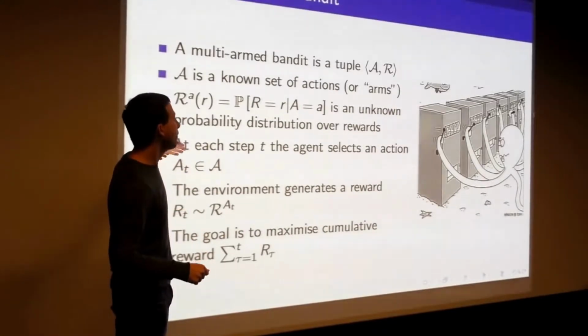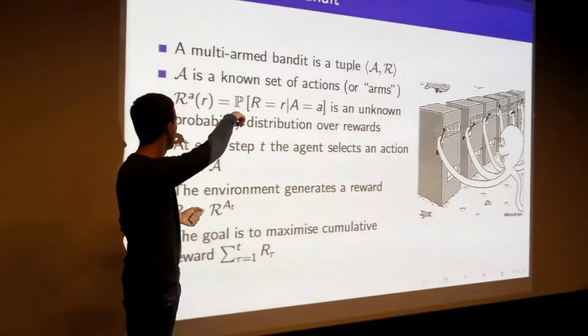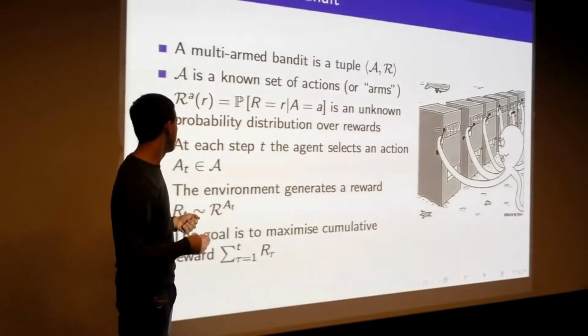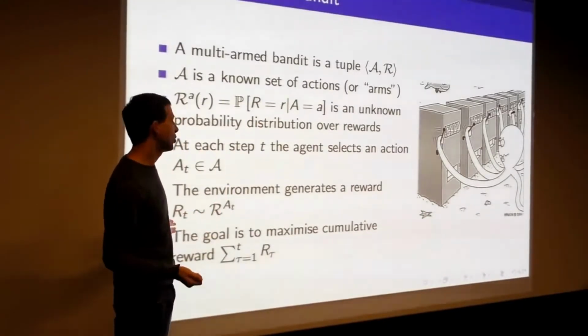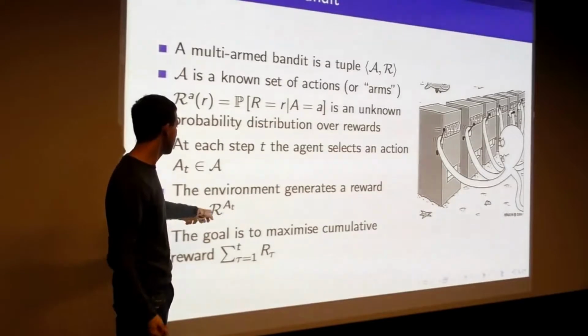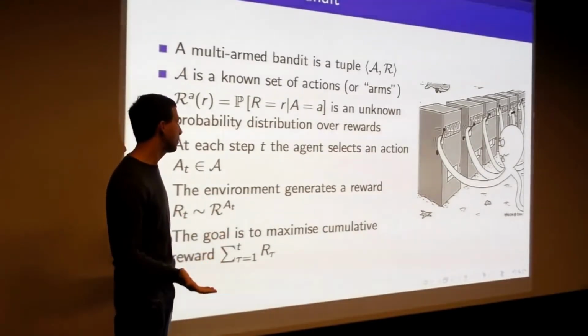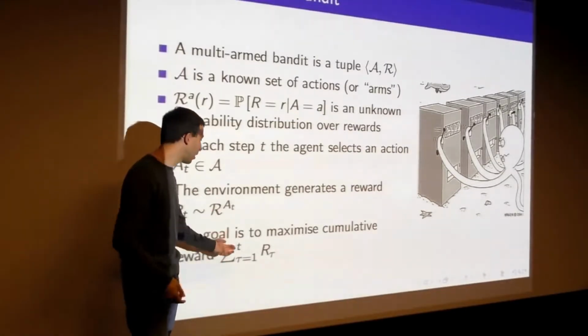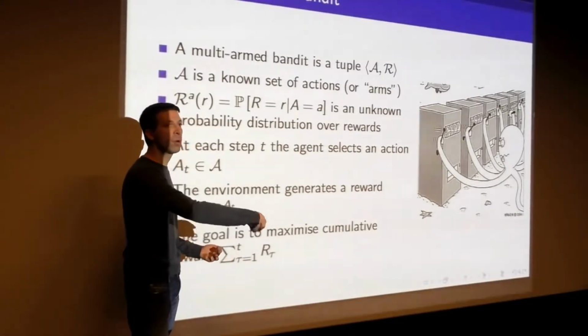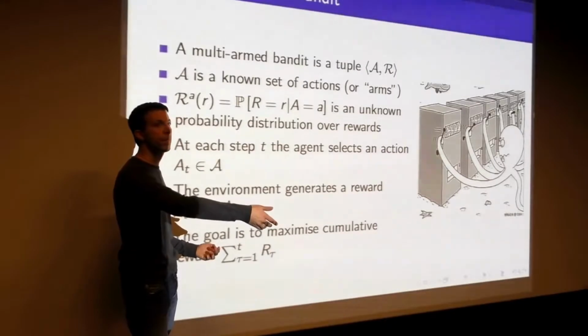And at every step, we just get to select one action. We get to pull one arm. And the environment generates a reward from the distribution. So we just sample from that distribution according to the arm that we pick. And the goal is to maximize the cumulative reward. So we just want to, over time, keep accumulating more and more reward. So it's the simplest case.